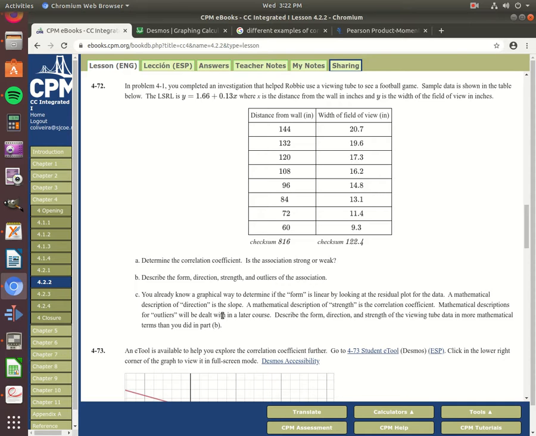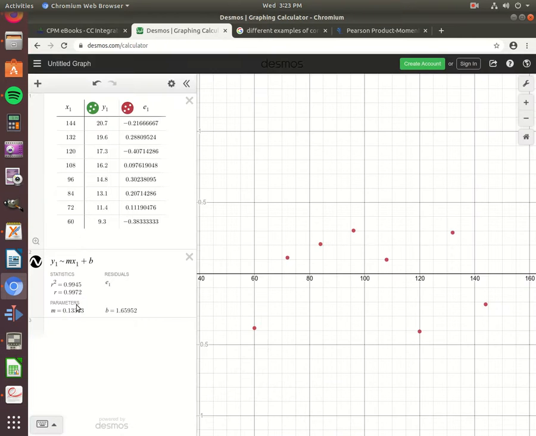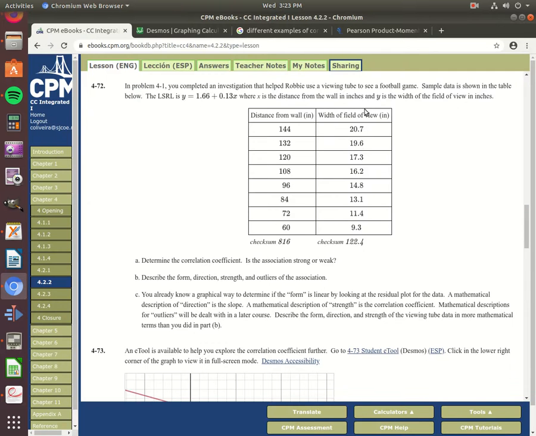Description, I'm sorry, direction is the slope. So I would say, what are we getting? 0.13 y's for every 1 x, so 0.13 width of view for every 1 distance from the wall. And the strength, the correlation coefficient, I would say strong and positive.